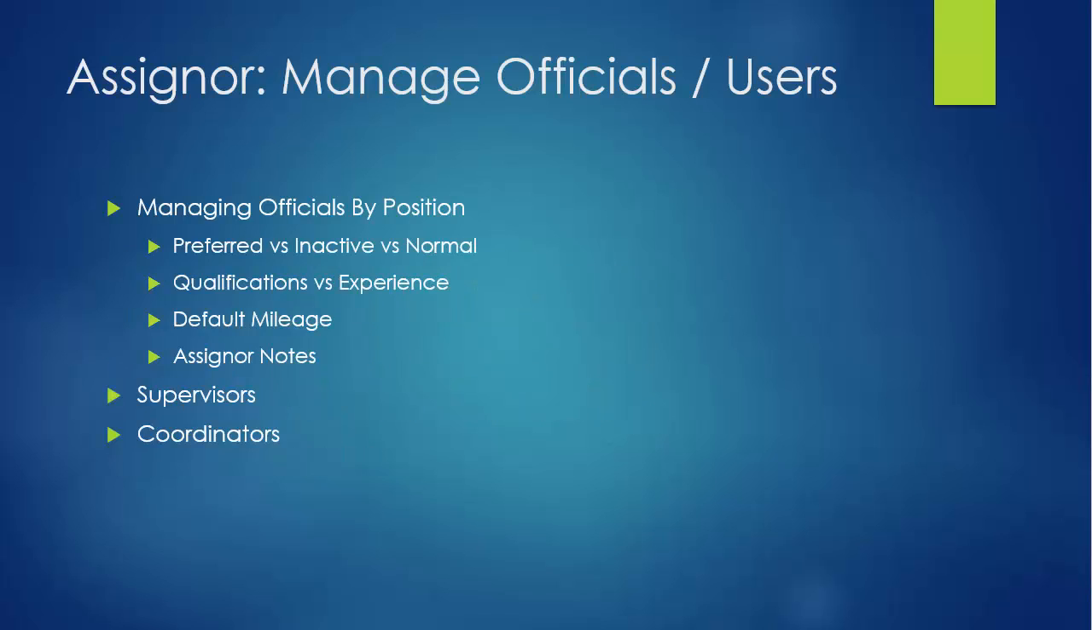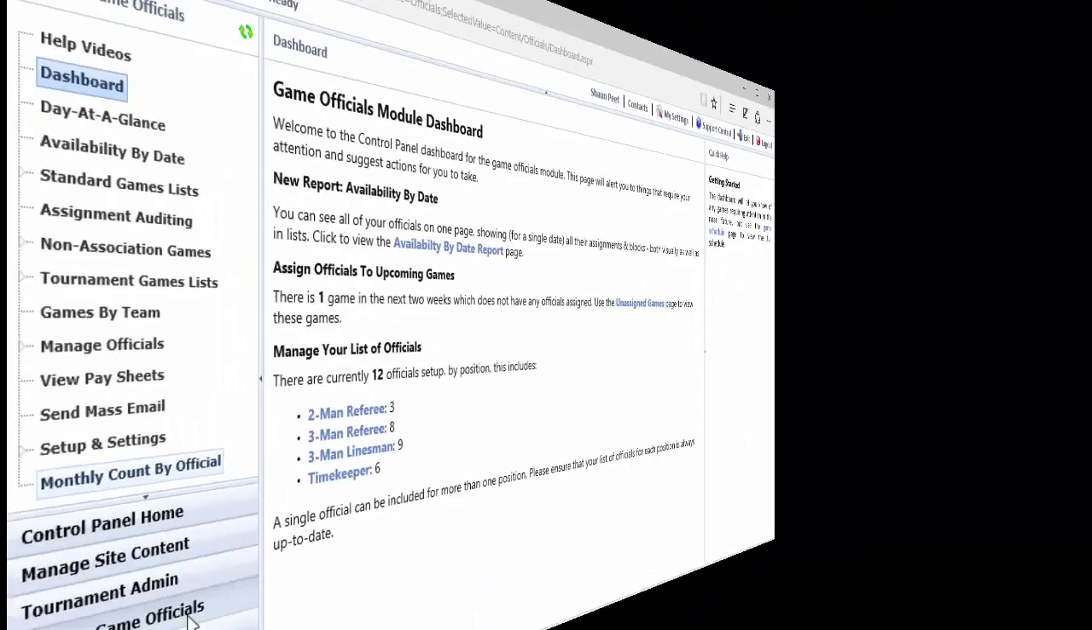In this video we're going to look at how an assigner can use the system to set up their list of officials, and for each of those officials what their qualifications and experience are, as well as some other settings. We'll also show how to set up your supervisors and your coordinators.